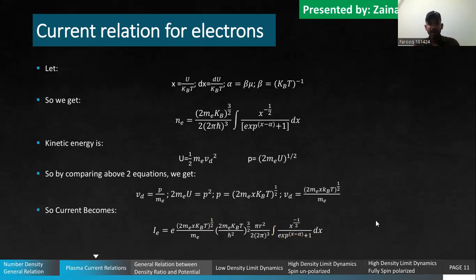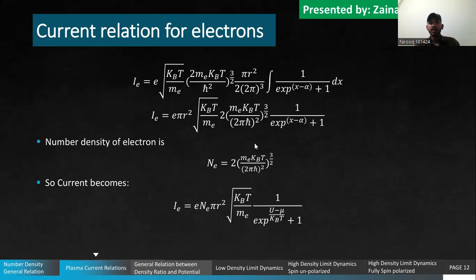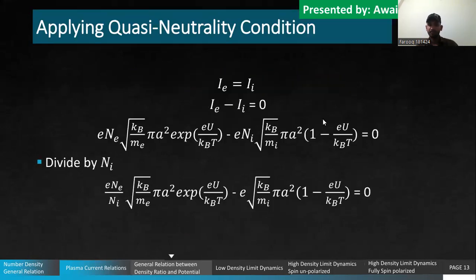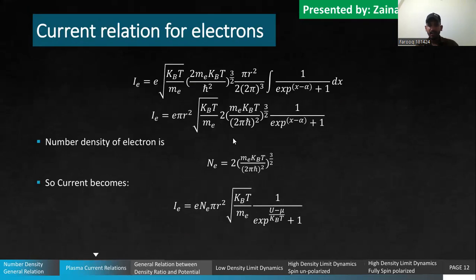Okay, let us move forward. Current becomes this one after letting the variables and doing simple manipulations, and then we are going to take the integral, and when we take the integral we get this value. The number density of electrons is ne is equal to 2 times (me kBT over 2 pi h-bar squared) to the power 3 by 2. So current becomes, अब करंट हमारे पास ही आ जाएगा. So हमने करंट का रिलेशन डेवलप कर लिया.